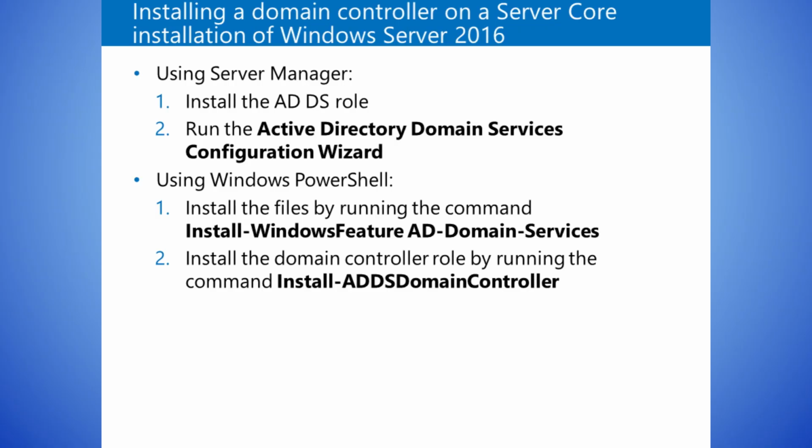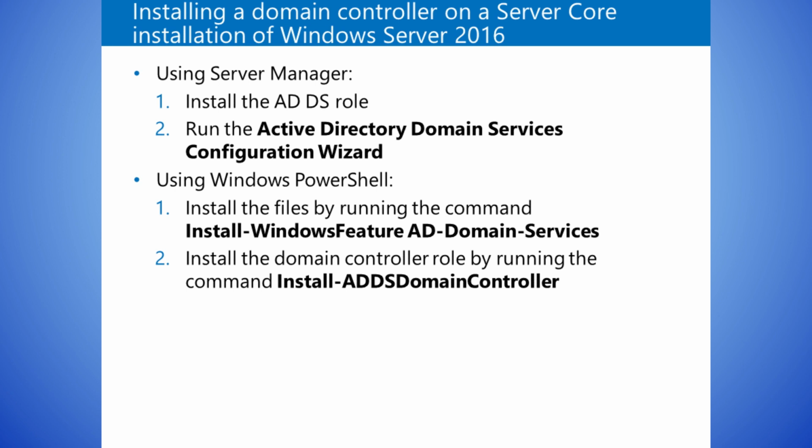A Windows Server 2016 server that is running a Server Core installation does not have the Server Manager GUI, so you need to use alternative methods to install the files for the domain controller role and to install the domain controller role itself. You can use Server Manager, Windows PowerShell, or Remote Server Administration Tools (RSAT) installed on a client running Windows 8.1 or later.